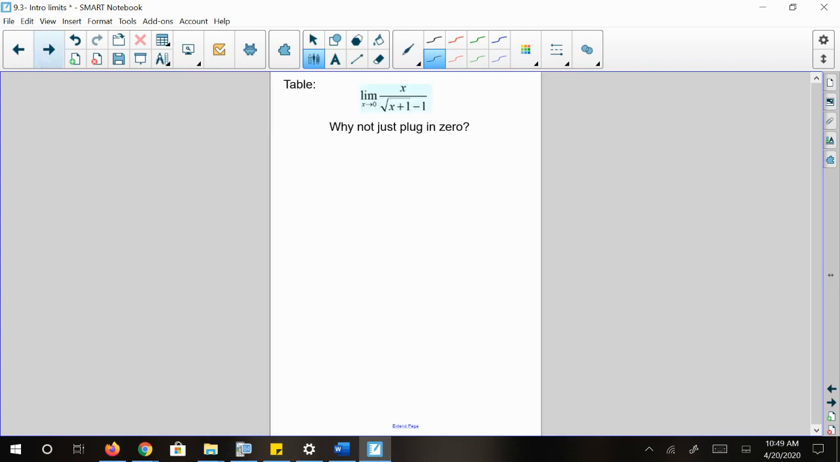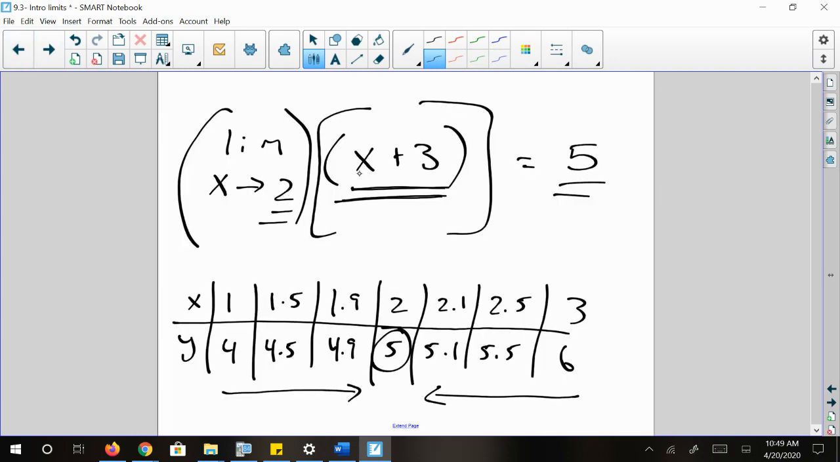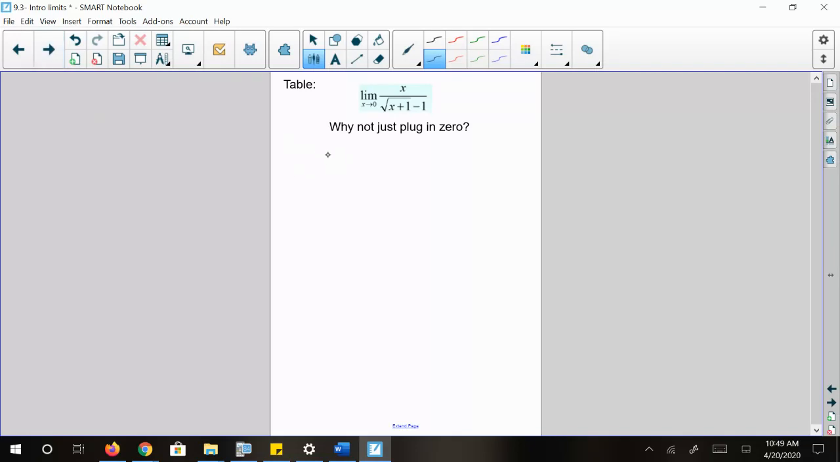Okay, well, why not just use the same idea with this one? Why can't we just plug in 0 for x right here, similar to how it would have worked if I just plugged in 2 for this function right here to try to find the limit as x approaches 2? Well, let's try it. If I did just plug in 0, what would I get? I'd get 0 divided by 0 plus 1 inside of a square root minus 1, which would be 0 divided by, this is the square root of 1 minus 1. Well, the square root of 1 is 1, and then 1 minus 1 is 0.